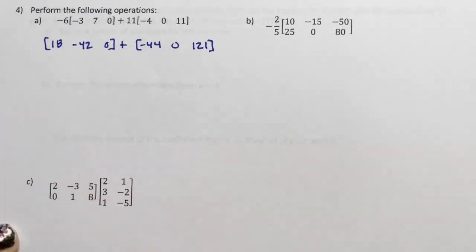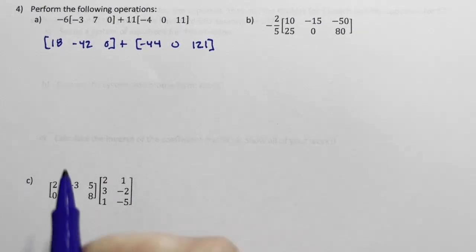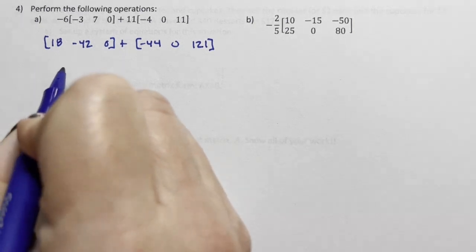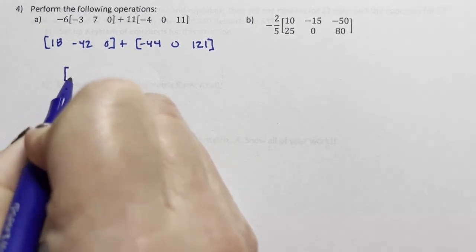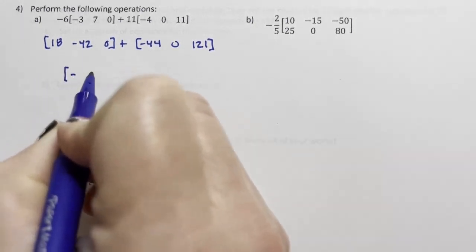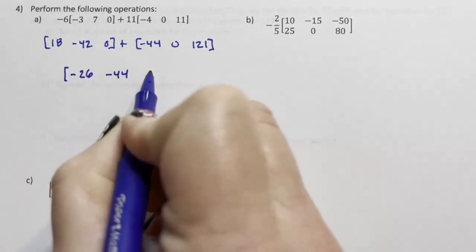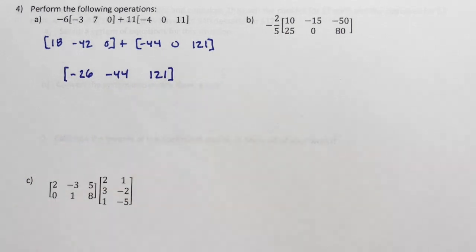Now we can add, it's like we're covering these guys up so that the numbers in the same position in the matrices get added together. So we end up with 18 plus -44, which I have wrong on my answer key if you are wondering. So this is going to end up being -26, -44, and 121.